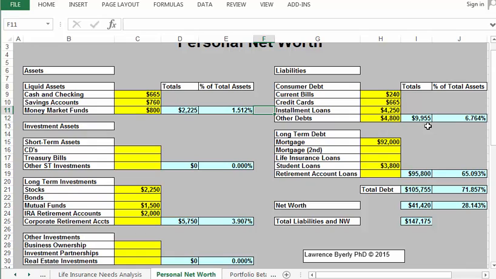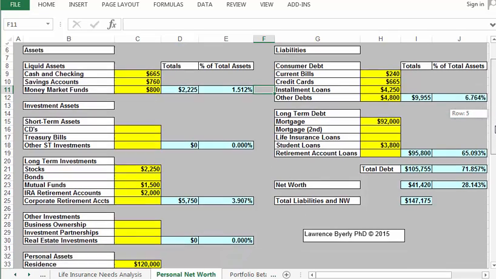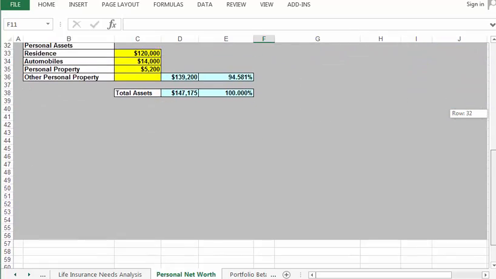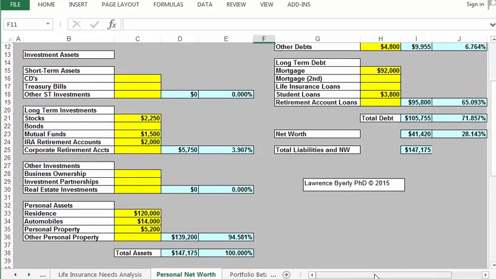But I ended up with $9,900 roughly of consumer debt. Installment debt or long-term debt was about $95,000. So total debt was $105,755. So net worth is total assets, $147,175, minus total debt. So net worth is $41,000.